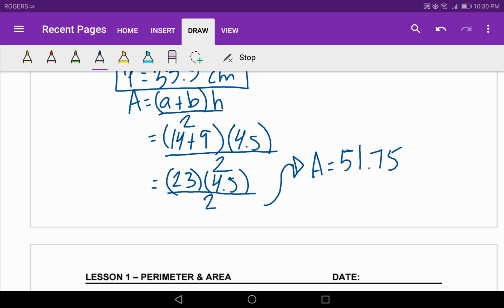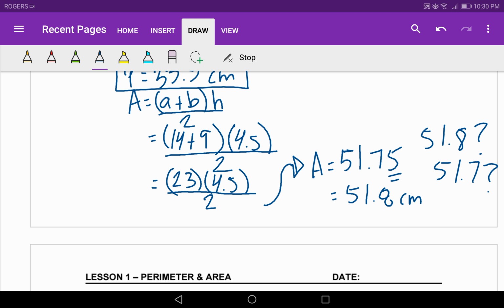Now the question is, when you get 51.75, should you round up or down? Should you go to 51.8, or should you do 51.7? The answer to that is whenever you have a 5, like you have here, you always round up. If you're doing 1 decimal place here, it would end up being 51.8. And that is in centimeters, and again, squared. And there it is. You end up getting 51.8 centimeters squared.